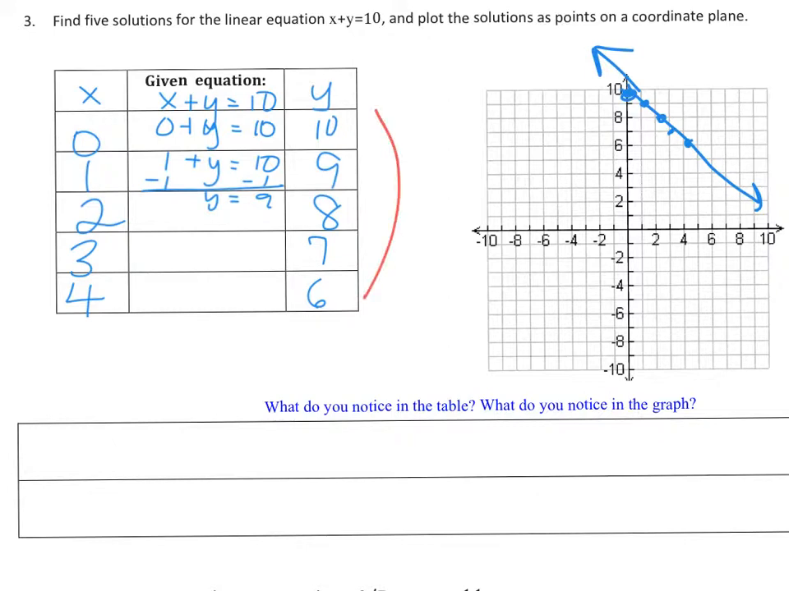This is going down by 1, and this is going up by 1, and so is your graph. Down 1 over 1, down 1 over 1, just like that. Same pattern. Has to have the same pattern.